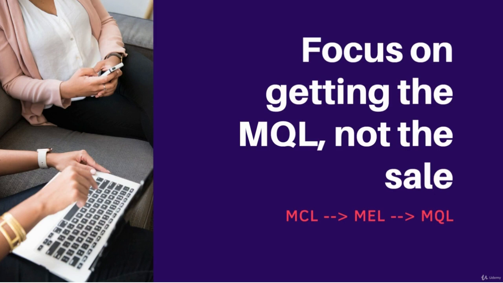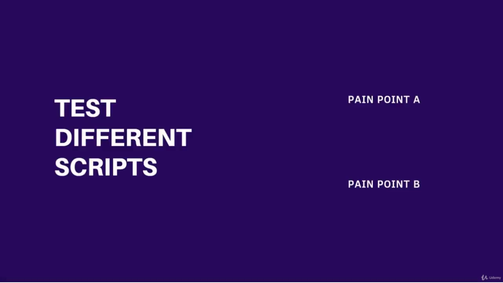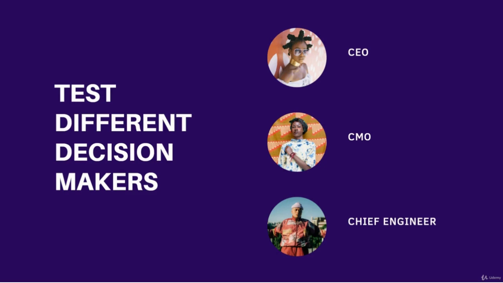The KPI for cold calling is MQL creation, or how many leads agree to a conversation with an account executive or consultant. One thing you can try is testing different cold call scripts, perhaps focusing on different pain points. You can also test speaking to different decision makers. For example, try one pitch for a CEO, another for a CMO, and yet another for the chief engineer.